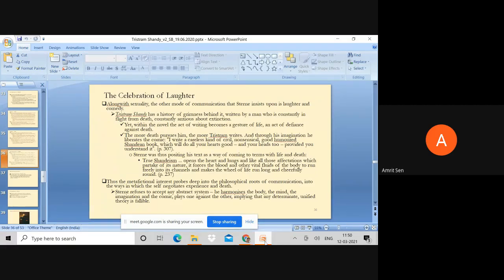So in celebrating laughter, Sterne is refusing to accept any abstract system. He harmonizes the body, the mind, the imagination, the comic, plays one against the other. You see, this is the phrase that I'm trying to reiterate to you. The tone of Tristram Shandy, or the entire thrust of Tristram Shandy, is a continuous, relentless, obsessive sense of play, implying that any determinate, unified theory that the Enlightenment was trying to project is fallible.